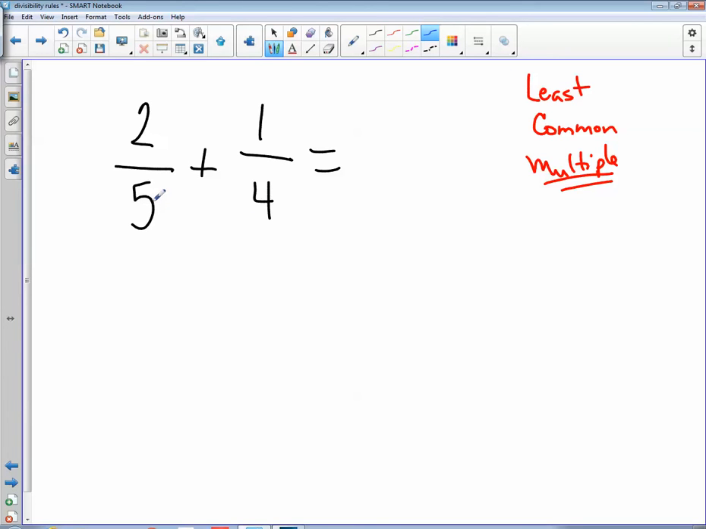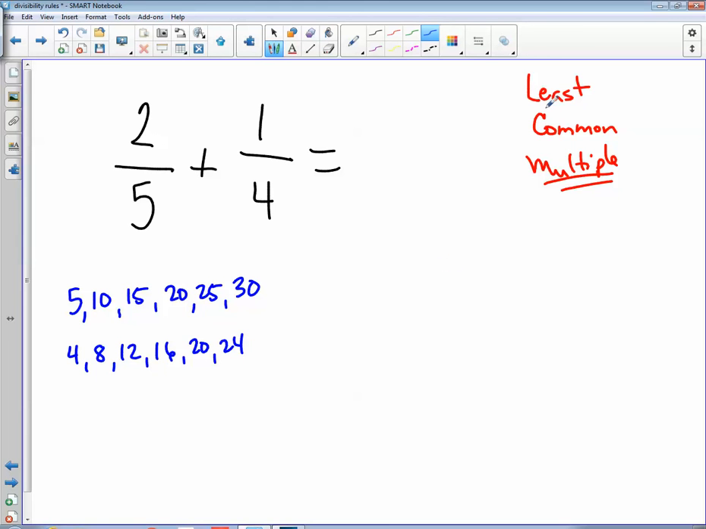So we're going to first find the first 6 multiples of 5. That will be 5, 10, 15, 20, 25, and 30. Then we're going to look at the multiples of 4. Again, the first 6 of them. 4, 8, 12, 16, 20, and 24.